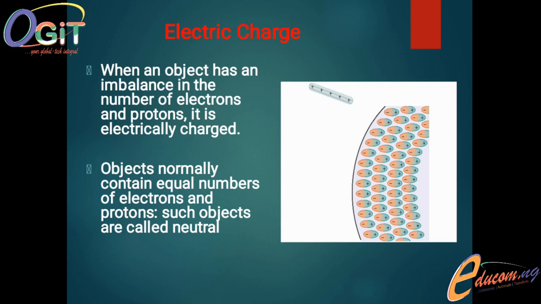Objects normally contain equal numbers of electrons and protons. Such objects are called neutral. The diagram below explains the fact that charges here are balanced because we have the same number of protons, or positive charge, and negative charge, and such an object is said to be neutral.